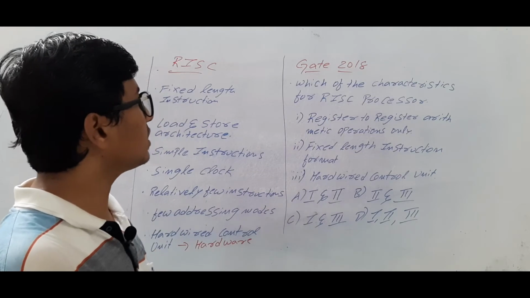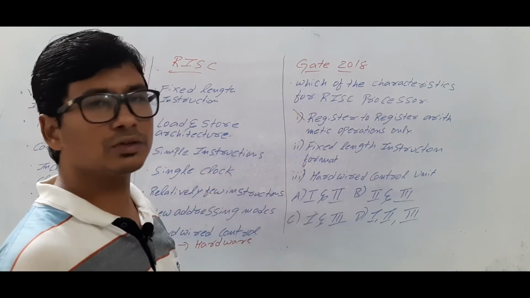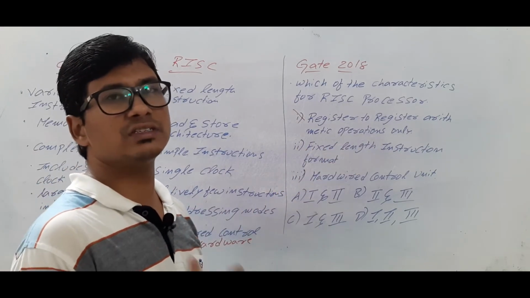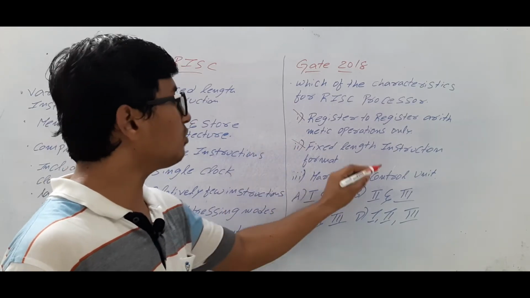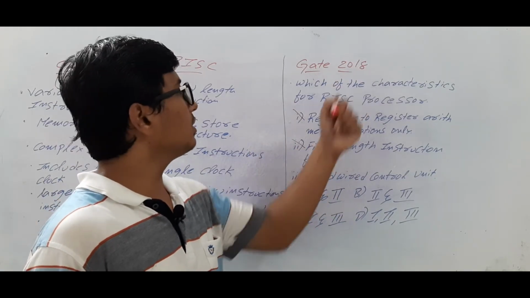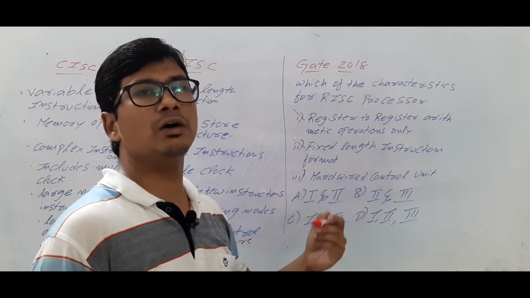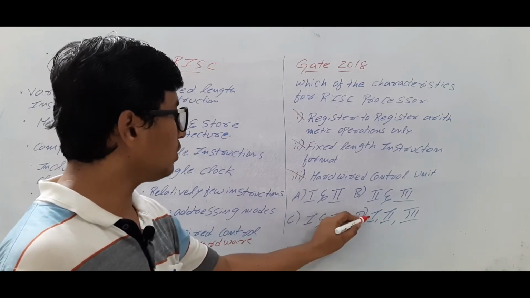Now, we have just discussed that RISC uses register to register arithmetic operations, and it even uses fixed length instructions, whereas CISC uses variable length. So this is also correct. Hardware control unit, yes. The RISC processor will use the hardware control unit, whereas CISC uses the microprogrammed control unit. So the answer is 1, 2, 3.